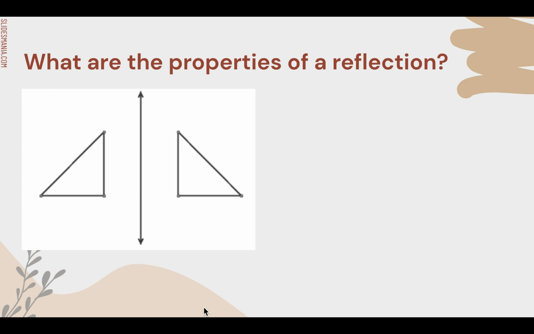Hi geometry students, this video is to talk about the properties that are involved in a reflection. So we have our diagram of a reflection shown here, so we're going to talk about all of the properties that are involved. The first property that we see is corresponding angles are congruent to one another.